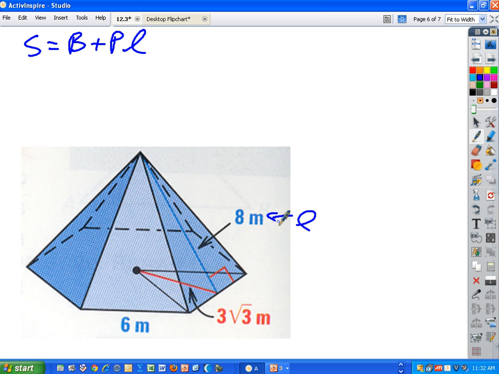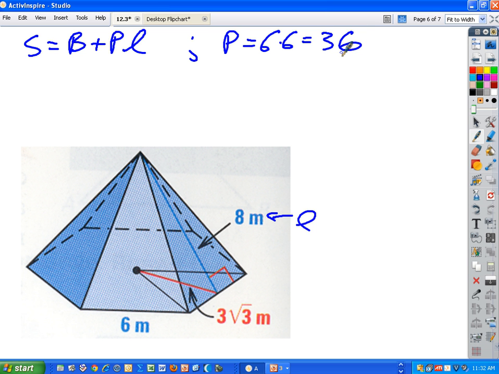Okay, what's the perimeter of the base going to be if the length of one of the sides of that regular hexagon is 6? How many sides in a hexagon? 6. So what's it going to be? The perimeter, distance around. Yeah, 36, right? I've got 6 sides times 6 meters per side. So we know that the perimeter is 6 times 6 equals 36.